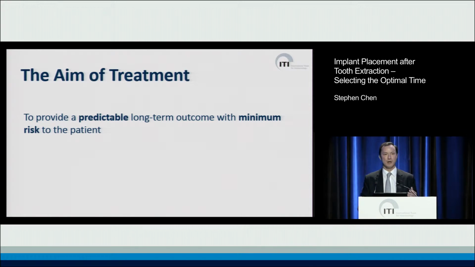And I always like to start with this slide when we talk about clinical techniques. What we want to do is to provide a predictable long-term outcome for our patients with minimal risk. Therefore, if we're looking at placing implants into extraction sites or post-extraction sites, we have to have an understanding of the disadvantages and advantages of each of these techniques, which I shared with you yesterday. And that then becomes the basis for deciding on the optimal outcome that provides us with this objective of providing least risk with the best outcomes.